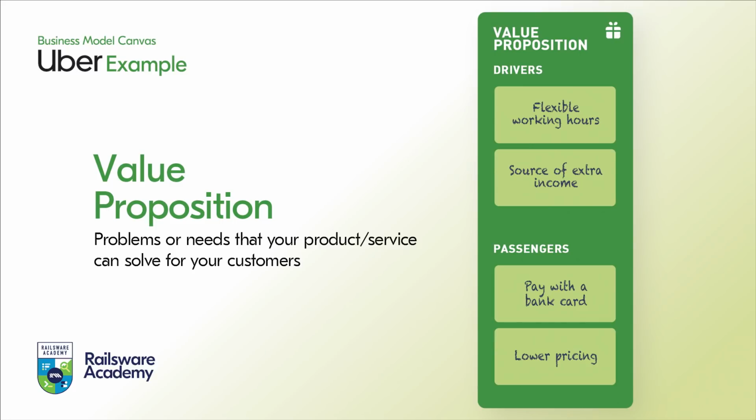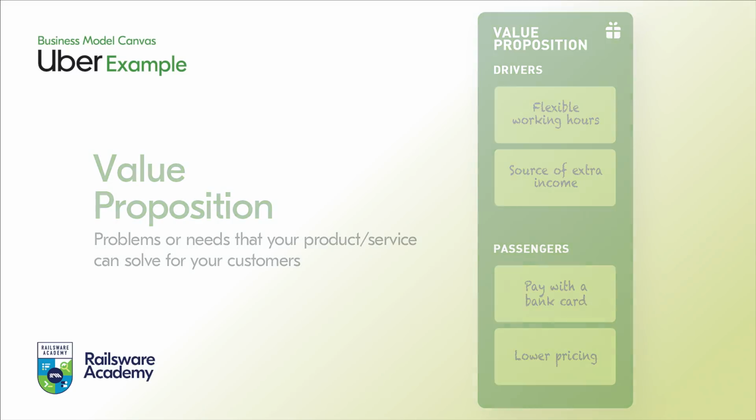List as many jobs to be done as possible that match the needs of your target customer segments. For drivers, those are the flexible working hours and source of extra income. And for the passengers, it's an ability to pay with a bank card and lower pricing. Use Value Proposition Canvas to decompose this section into exact jobs to be done, pains and gains of your customers, and match them to your product value. The card should appear right above.